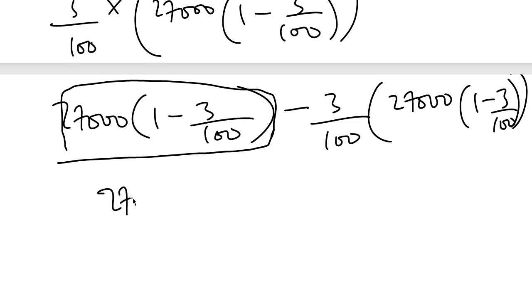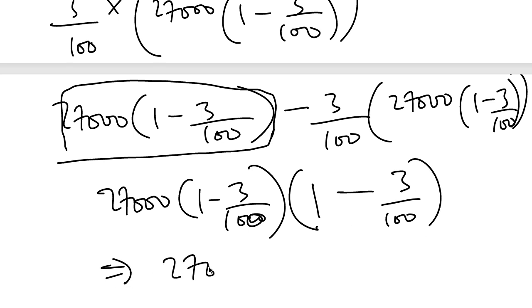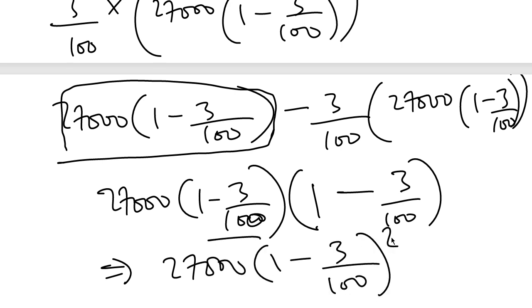So that's 27,000 times (1 minus 3 over 100), times (1 minus 3 over 100). We're factoring this out. So that's going to be 27,000 times (1 minus 3 over 100) to the power 2. Did you see what happened? So that's the easy method.